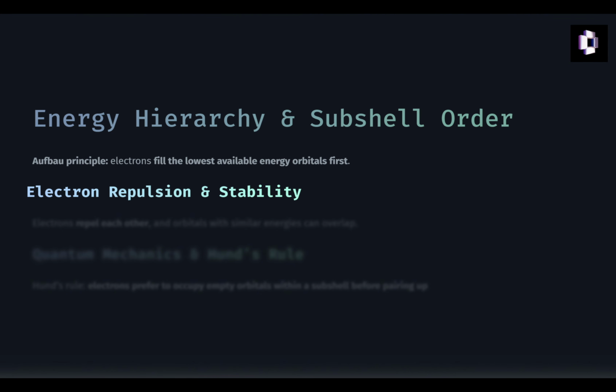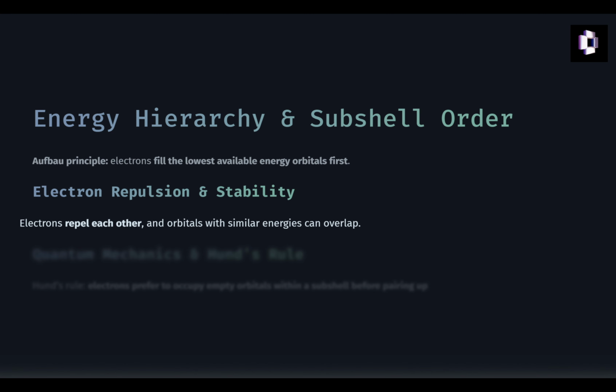We also have electron repulsion and stability. Electrons repel each other, and orbitals with similar energies can overlap. Sometimes filling higher energy orbitals first stabilizes the atom more fully than occupying a lower energy shell. This is why elements like iron, copper, and chromium have an unusual electron configuration for extra stability.